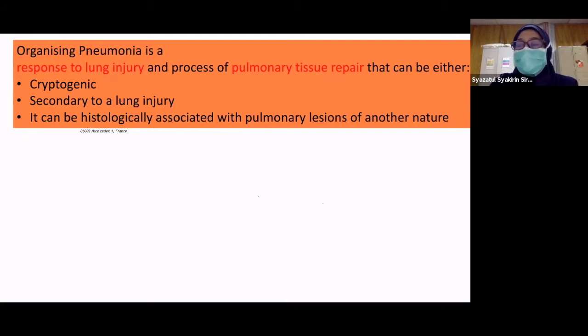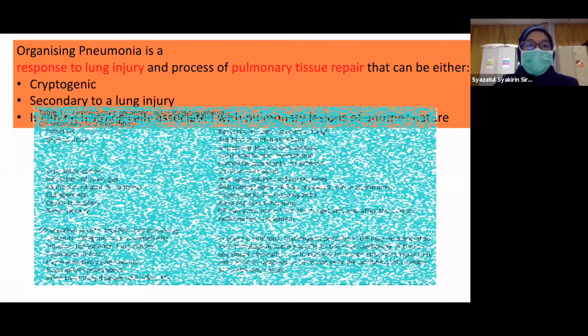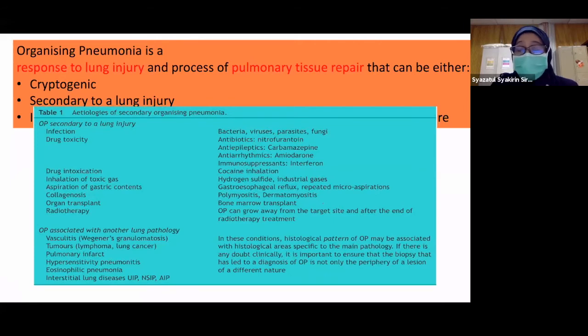That means if you have a patient with, for instance, a hematological malignancy with a lung manifestation, and you biopsy the lung, you could actually find an OP there. But it does not mean it is the same context. In that case, the OP is because of the underlying hematological malignancy. If you treat the hematological malignancy, the OP will resolve. There are many causes contributing to secondary OP, one of which is infection, drug toxicity, for instance, and organ transplant, and many more. In our context, it is a virus, and what we want to talk about is COVID-19.